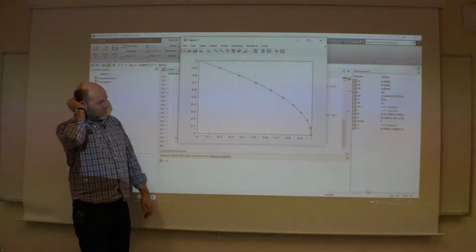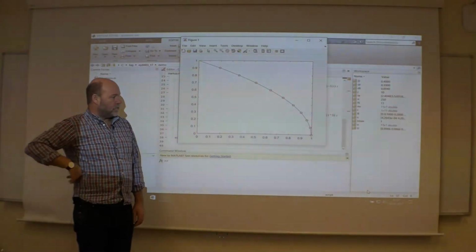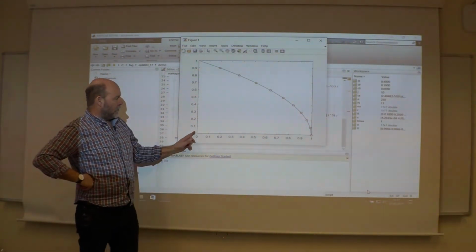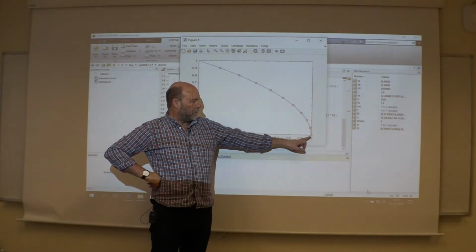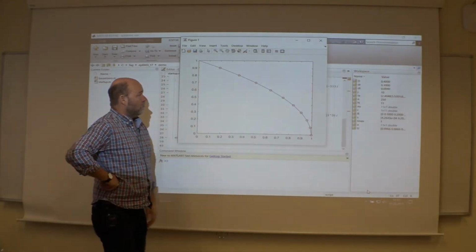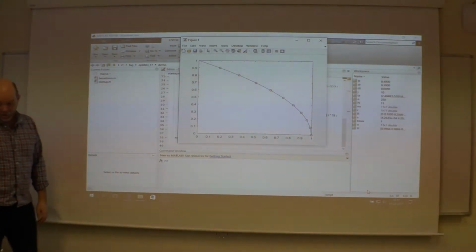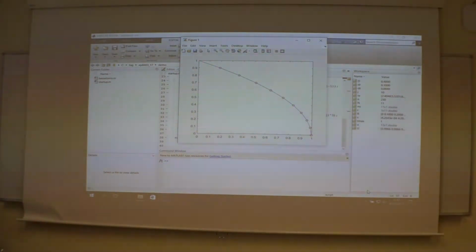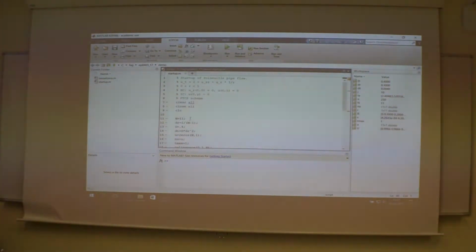So I had chosen the driving force to be 2, and then I know the maximum velocity in the pipe should be 1. So he follows it very, very nicely indeed. And here only with 11 points. So if you want higher accuracy, of course, you just increase the numbers here.